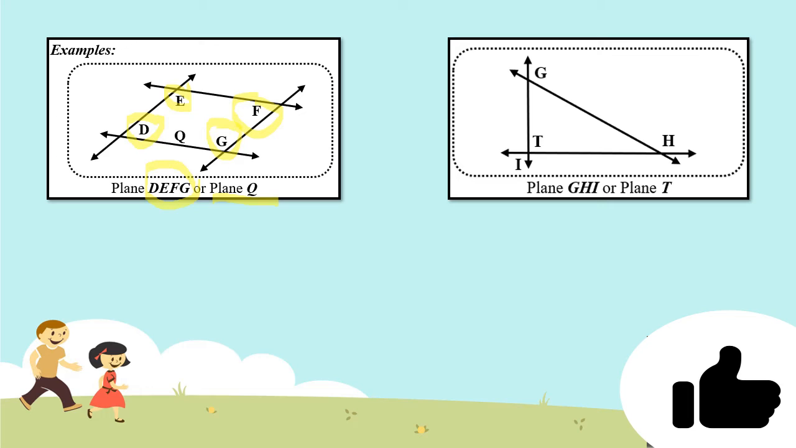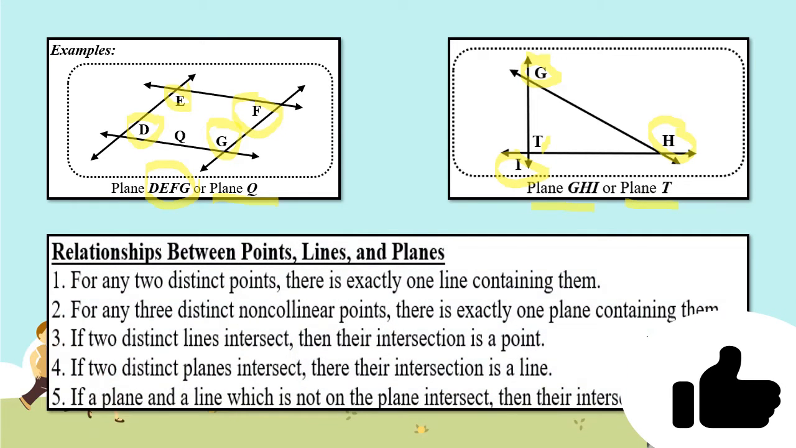For this figure, plane GHI, or you can call that plane T. Relationship between points, lines, and planes. Number 1: for any 2 distinct points, there is exactly 1 line containing them. Number 2: for any 3 distinct non-collinear points, there is exactly 1 plane containing them.